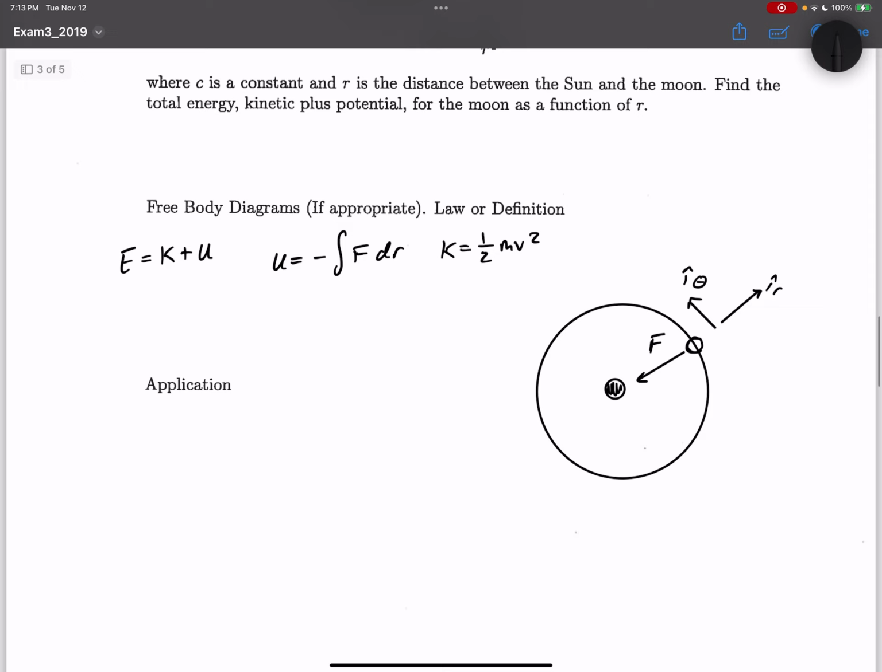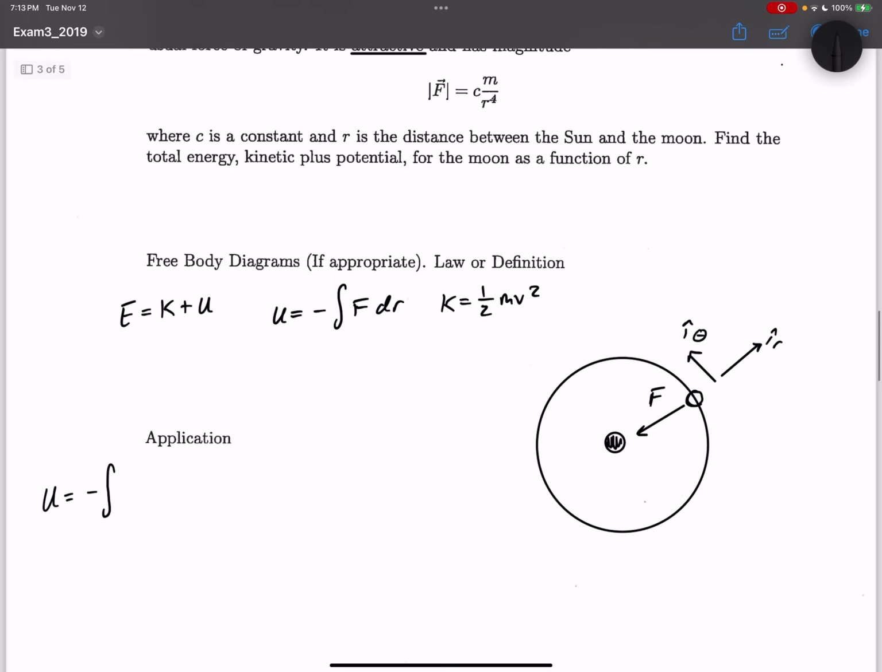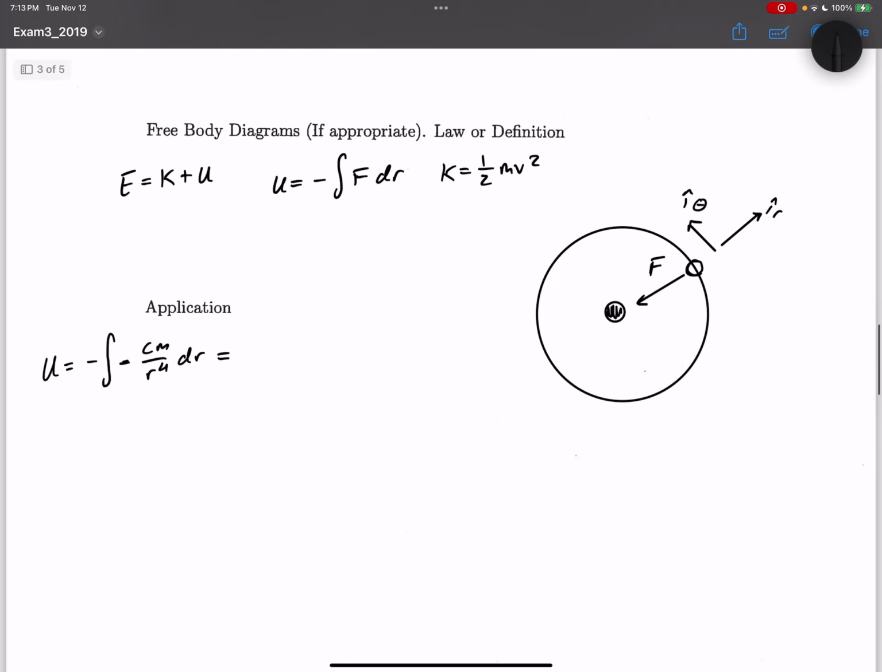So right off the bat we can find the potential energy. Take the negative of the integral of the force, right? So we add 1 to the exponent and divide by that number. Those two negatives cancel out, and then we'd have a negative from the exponent. So we have negative 1/3 times Cm over R cubed. So that's our potential energy.